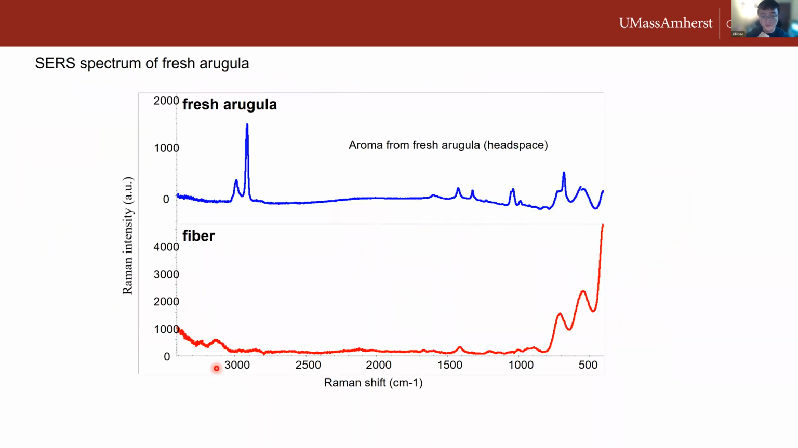This is the fiber without spinach or the volatile compound, and the background is pretty minimal. After we absorb the volatile compound on the fiber and detect it on the Raman microscope, we can see some peaks pop out, which means this gold-coated fiber successfully absorbed the volatile compound, and those compounds can be detected by Raman spectroscopy.